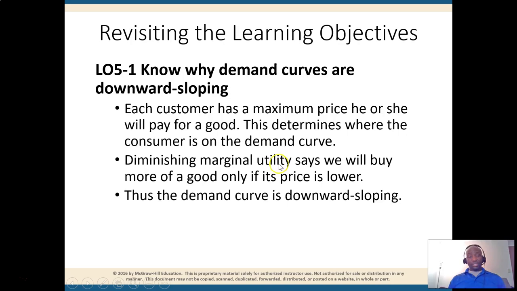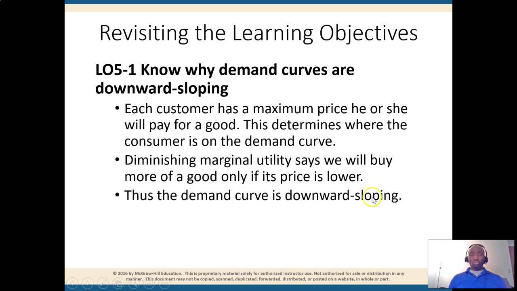We also saw that diminishing marginal utility is related to the law of demand, because when you consume a good, your utility goes down, and because your utility goes down, your willingness to pay is also lower. If I'm eating pizza and you keep giving me pizza, I'm not going to pay the same price. I'd say, hey, I don't need it. If you want me to pay for it, then the price has to be lower. So that's related to the downward sloping.